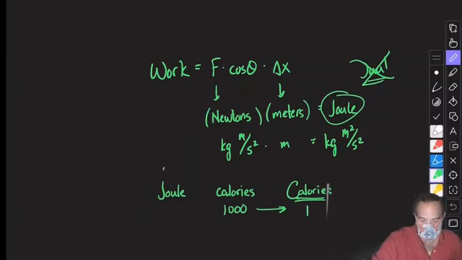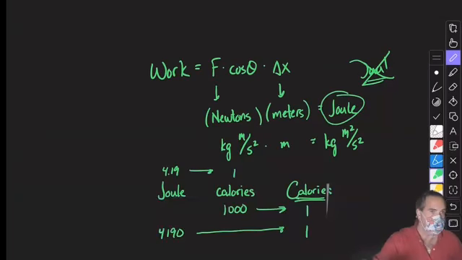But it takes 4.19 joules to be one little c calorie. That means it takes 4,190 joules to be one big C calorie. You need those conversion facts. I will ask about them.